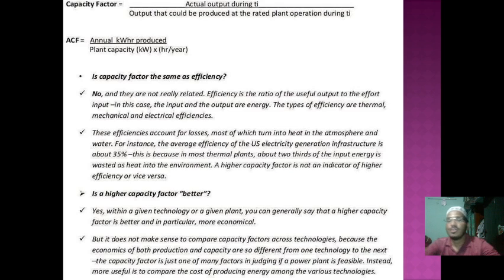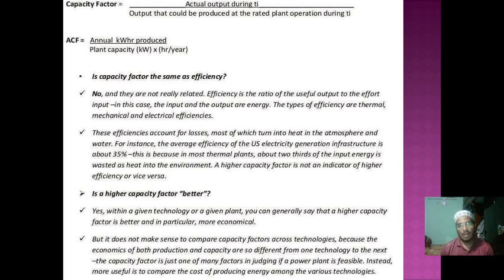Efficiency is the rate of useful output to the effort input. Efficiency depends upon how much energy we are producing in the output relative to the input. The efficiencies are thermal, mechanical and electrical efficiency. Electrical efficiency means the generator producing the energy. For mechanical, we are using the compression turbine and condenser. These are the thermal, mechanical and electrical efficiency.